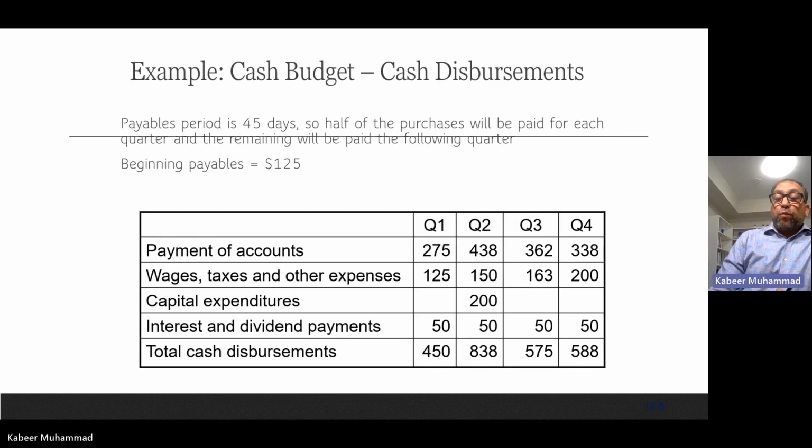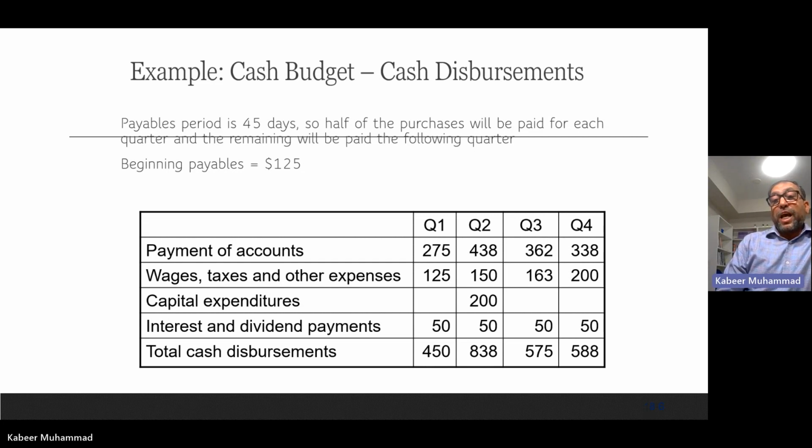So payable period is 45 days. 45 days means out of 90 days, half of the payment should be made within the quarter and half in the next quarter. So half of the purchase will be paid in each quarter, and the remaining will be paid the following quarter. So we see here that the beginning payable is 125. So how much do we have to pay within a quarter?